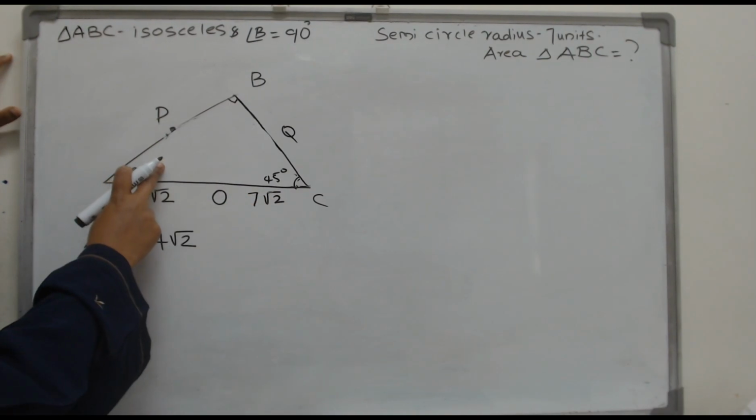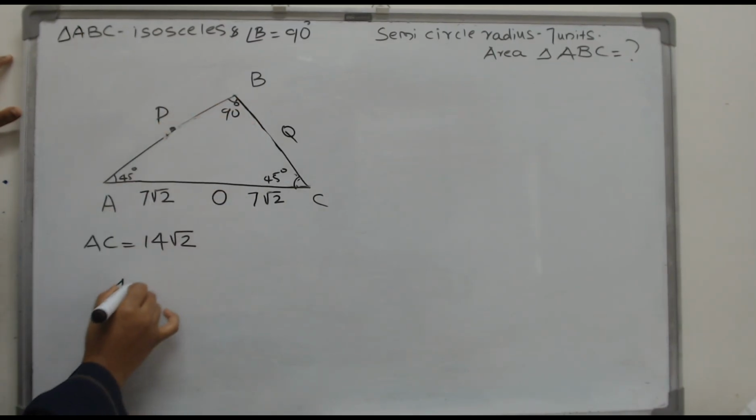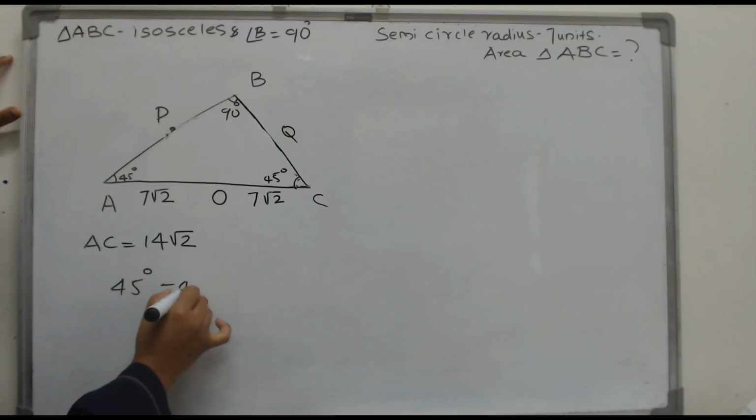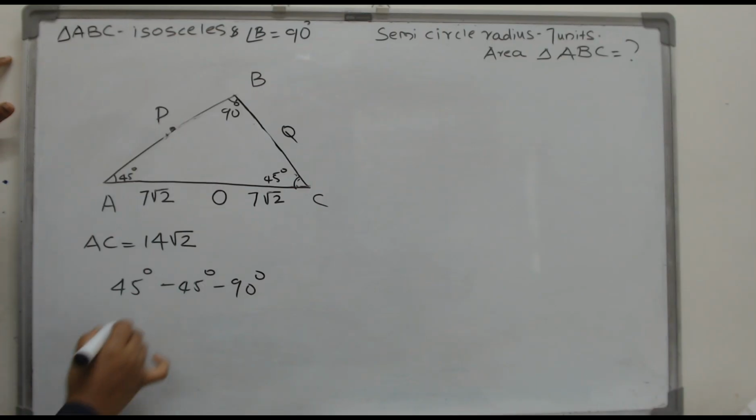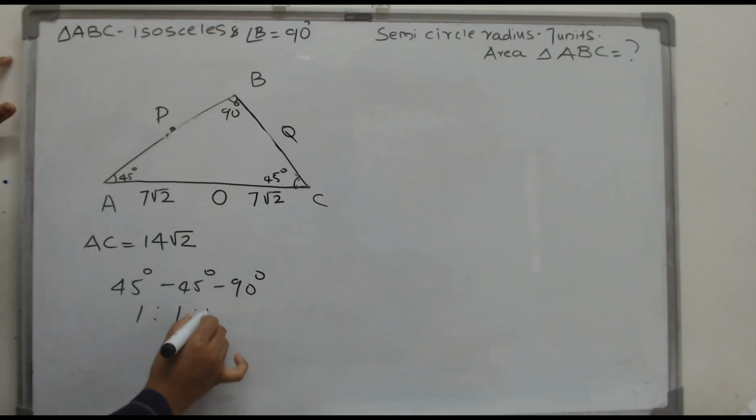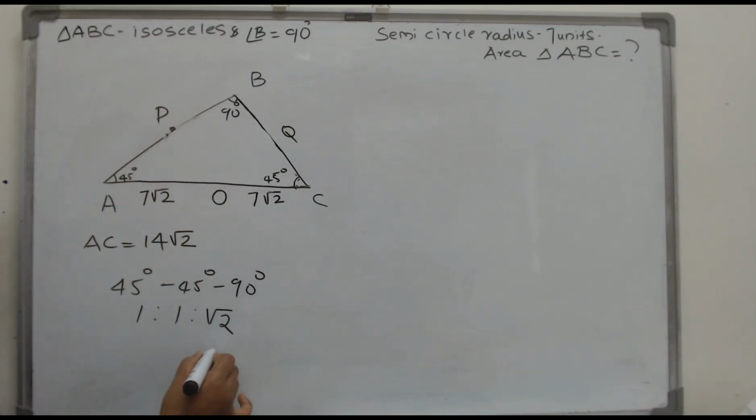What sort of a triangle did we start with? We started with a triangle whose angles are 45, 45 and 90, which means the opposite sides are in the ratio 1:1:root 2. But then the side opposite to 90 is what? It is 14 root 2, which means these two sides are going to be 14 and 14.